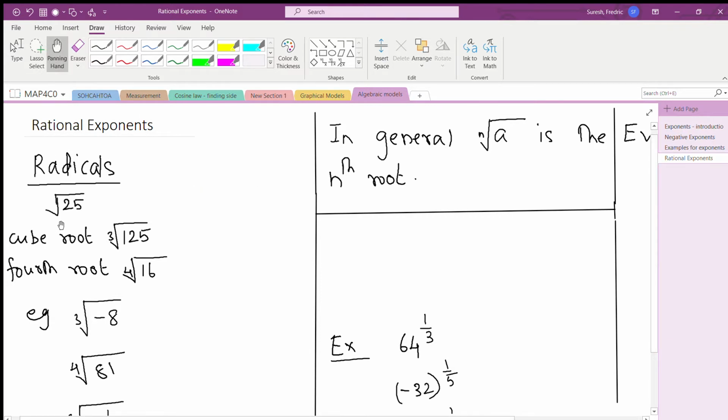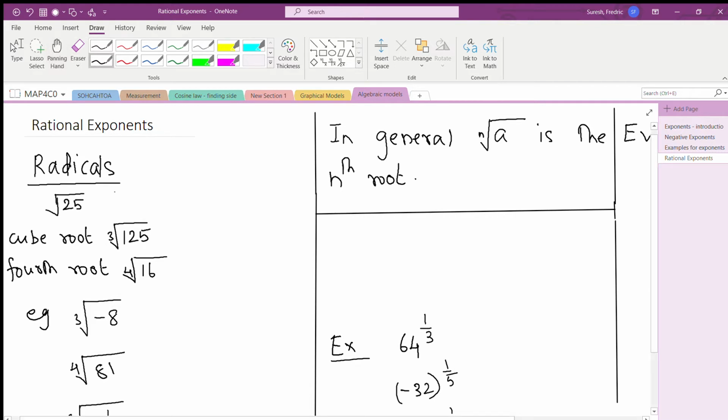You've seen this before, square root of 25. Square root of 25, that is this way of writing with this symbol, is called a radical. You can have the cube root of 125. You see that 3 outside? That means it's a cube root. And for the fourth root, we put a 4 there. You get the idea. For 5, 6, 7, whatever root you want to find, you're going to do that.